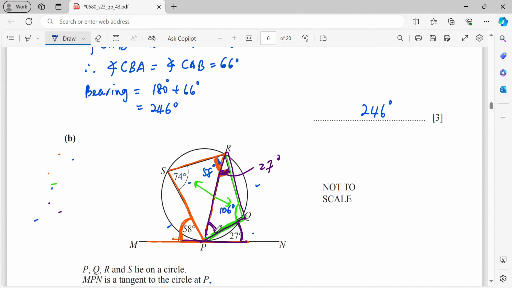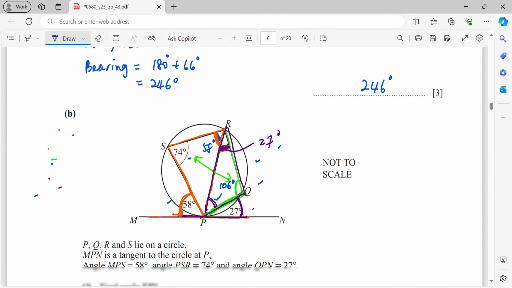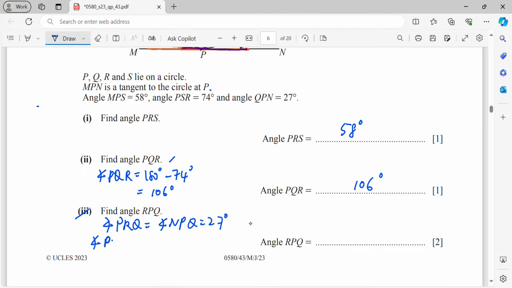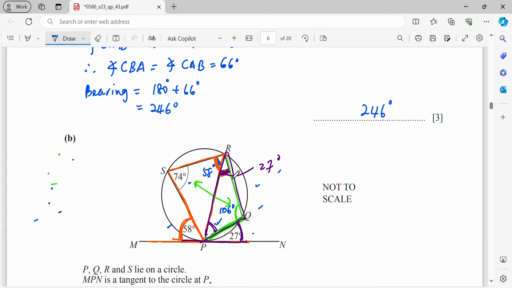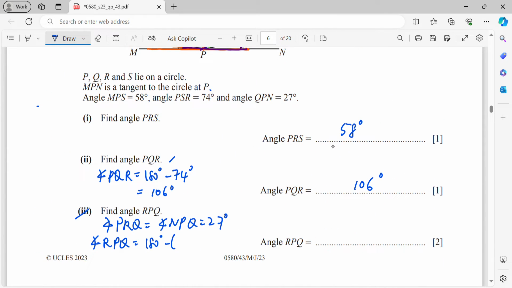Now your angle RPQ, which is this part, will be 180 minus these two angles. So angle RPQ equals 180 degrees minus 27 degrees and 106 degrees. Then this is going to be 47 degrees. Okay, so that's all for this solution.